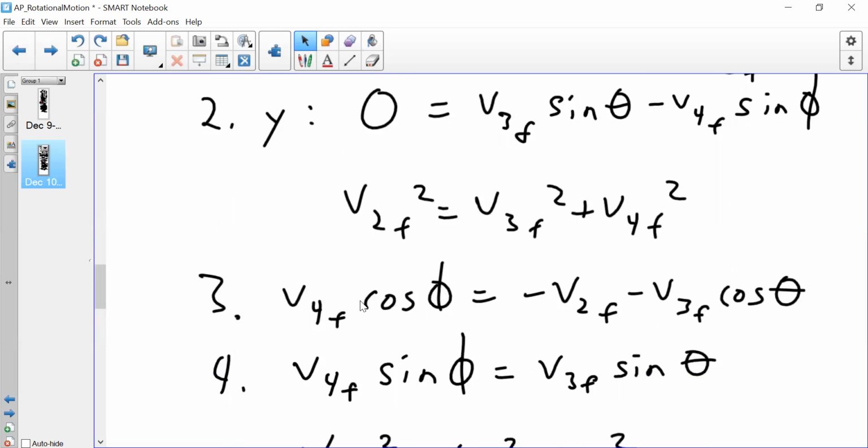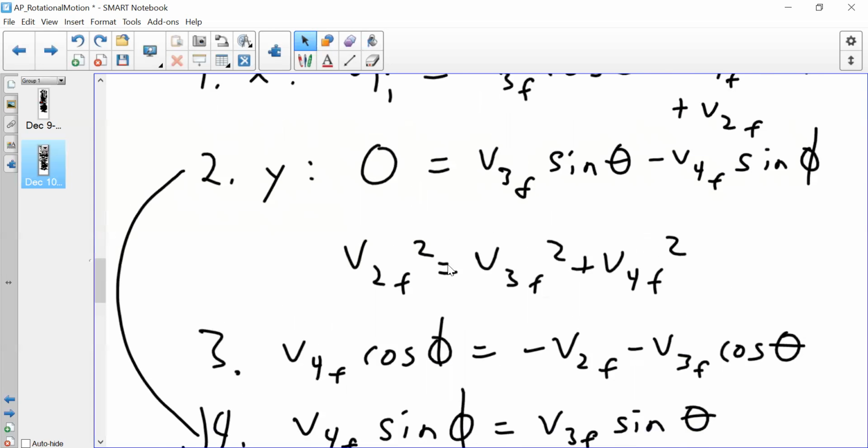So step 3 here, the problem asks us, well, I'm asking you to find V3 final and V4 final. So I was setting out to find expressions for V4 final. So I know that V4 is comprised of its components with respect to the angle phi: V4 final cosine phi, get an expression for that, get an expression for V4 final sine phi, and that's easy. We get that from step 2.